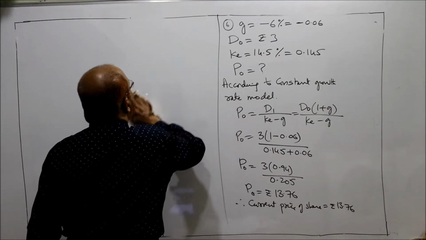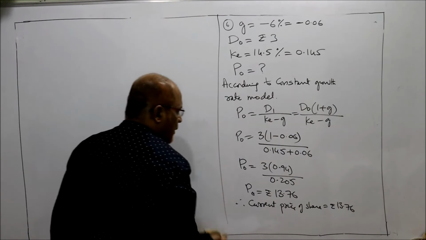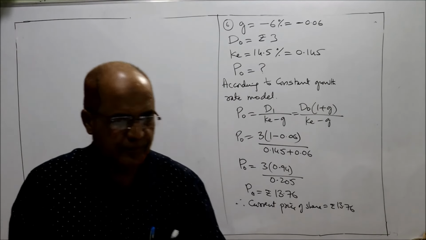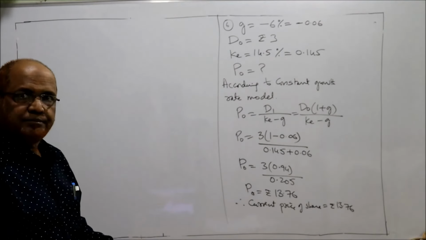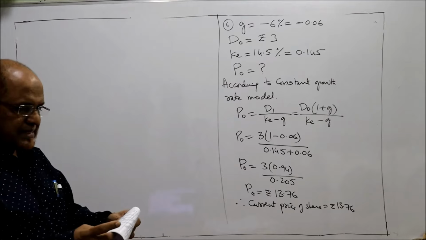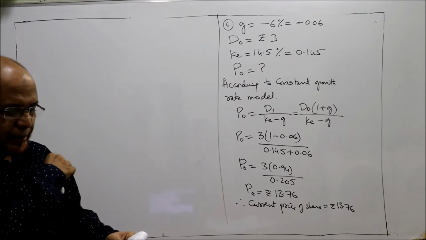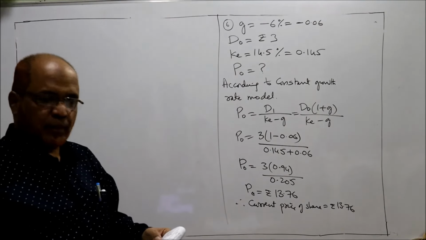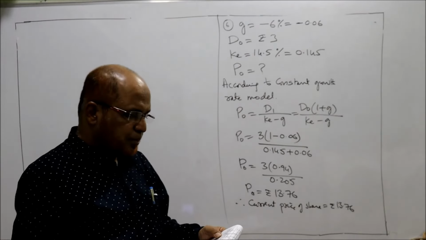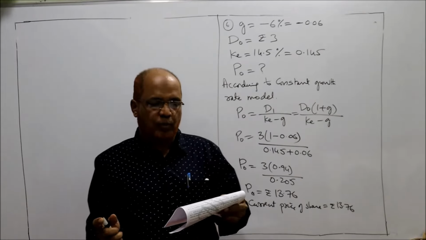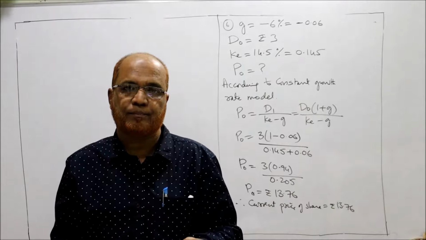So we have completed problem number 6. Now I am moving on to problem number 7. Fabric Starch, see the problem carefully. Fabric Starch paid a dividend of rupees 2.45 per share this year.